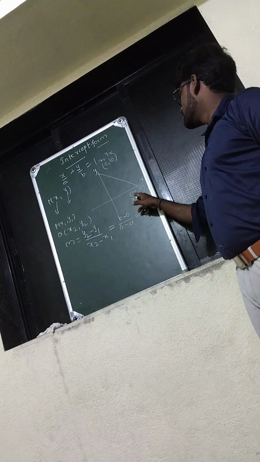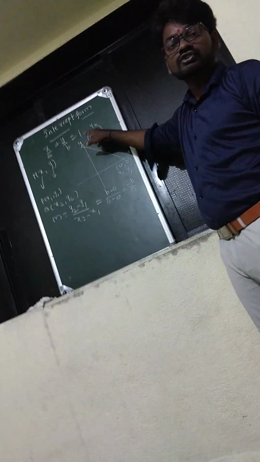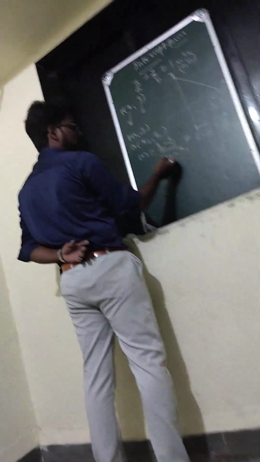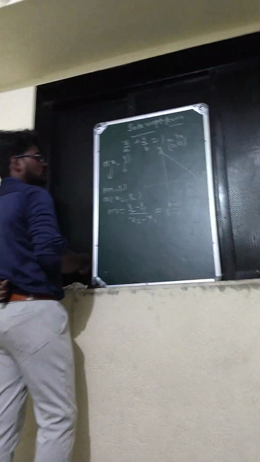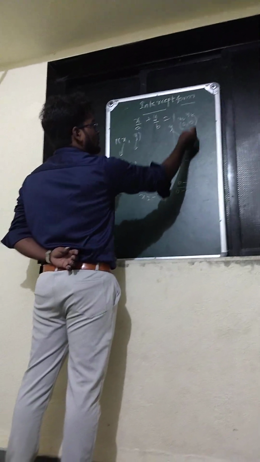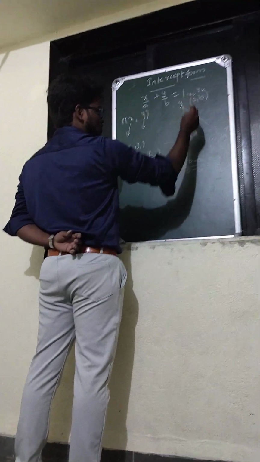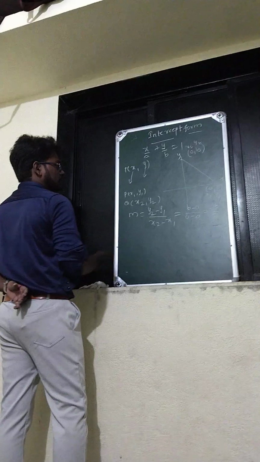And x1 equals a, y1 equals 0. And here x2 equals 0, y2 equals b. And what is the two-point slope form? y2 minus y1 by x2 minus x1. Here y2 value b, y1 value 0, x2 value 0, x1 value a, so minus b by a.